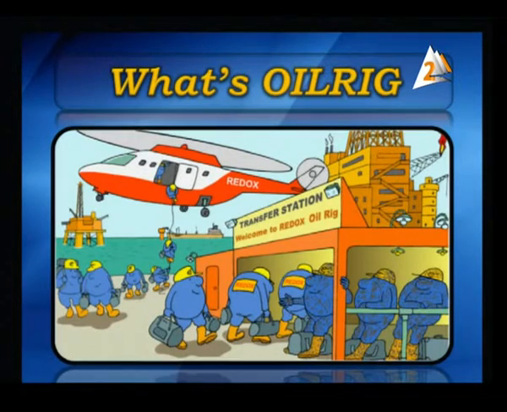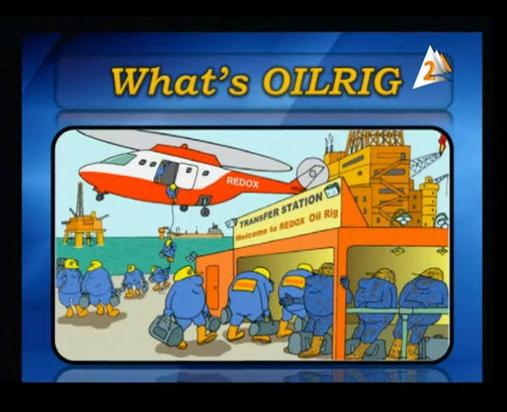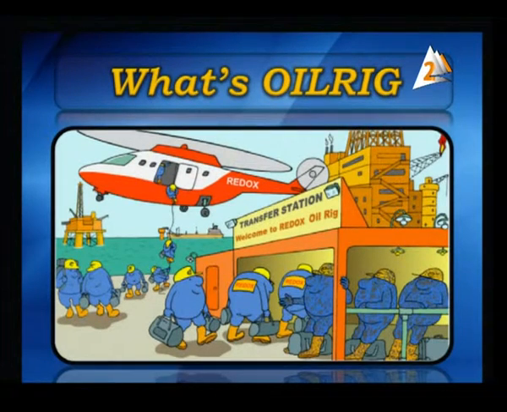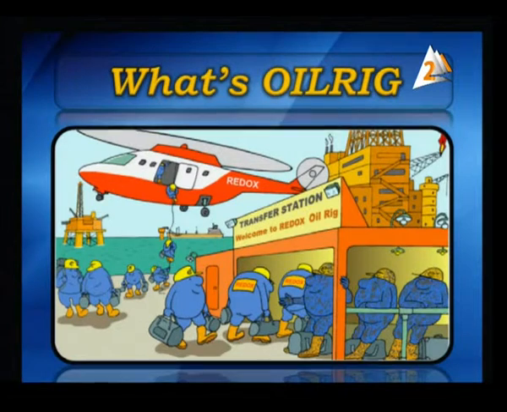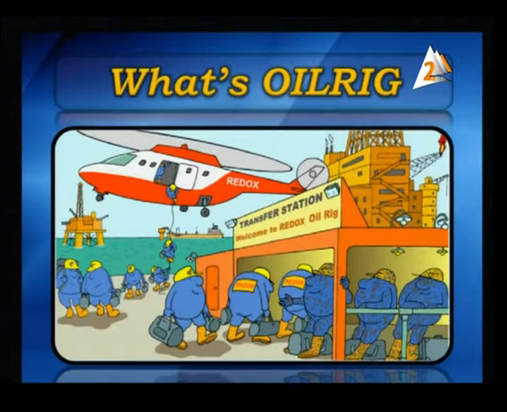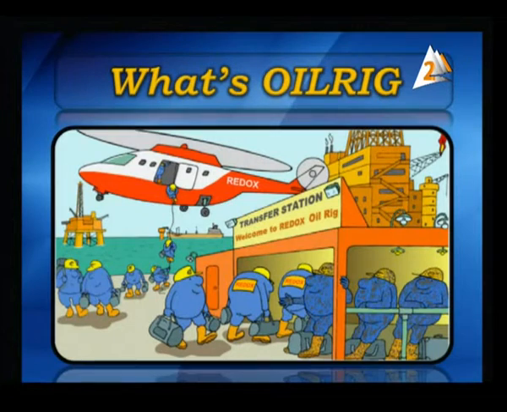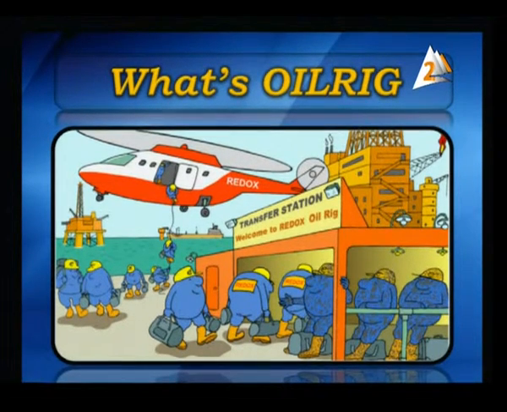We have OIL RIG. What is it? It is the set of letters used to remember the redox reaction. OIL means oxidation, which is losing electrons. And RIG means reduction, which is gaining electrons.